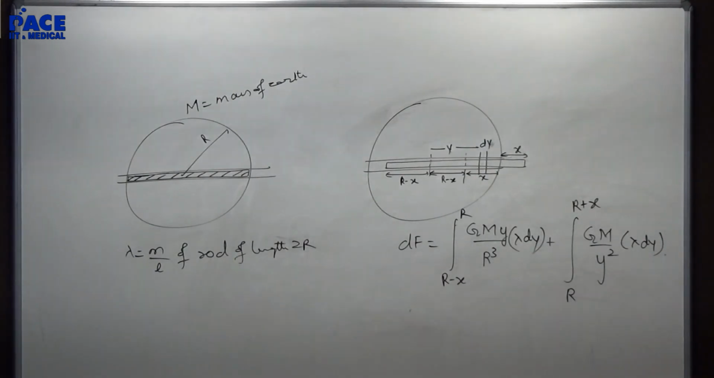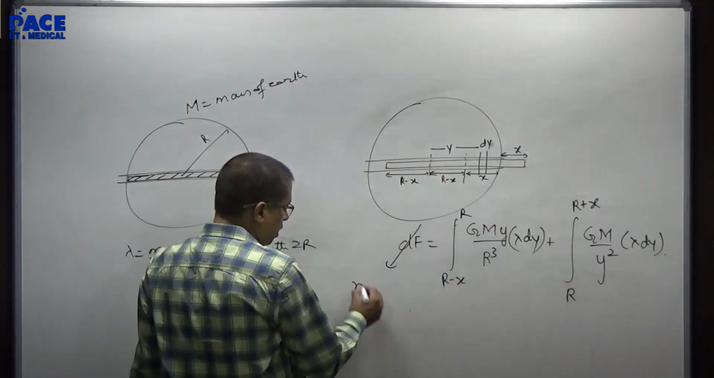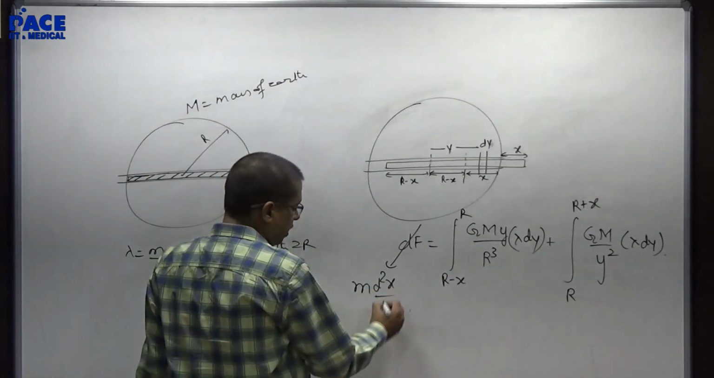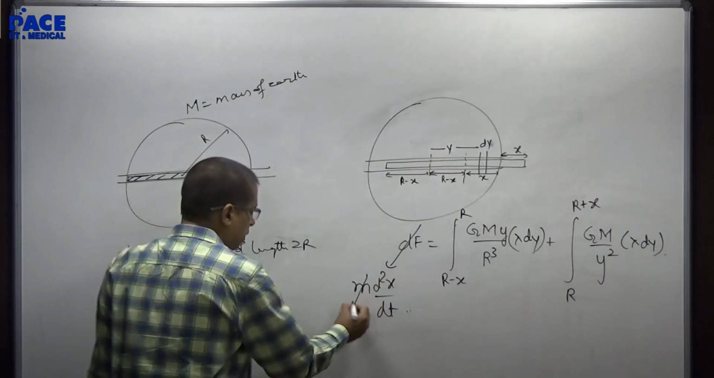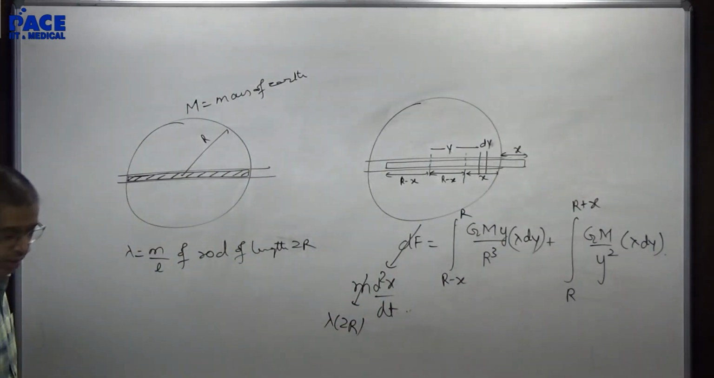Equate this to mass into acceleration. What will this be? Mass into d2x by dt square. Mass will be lambda into 2r. See if all of you are getting it.